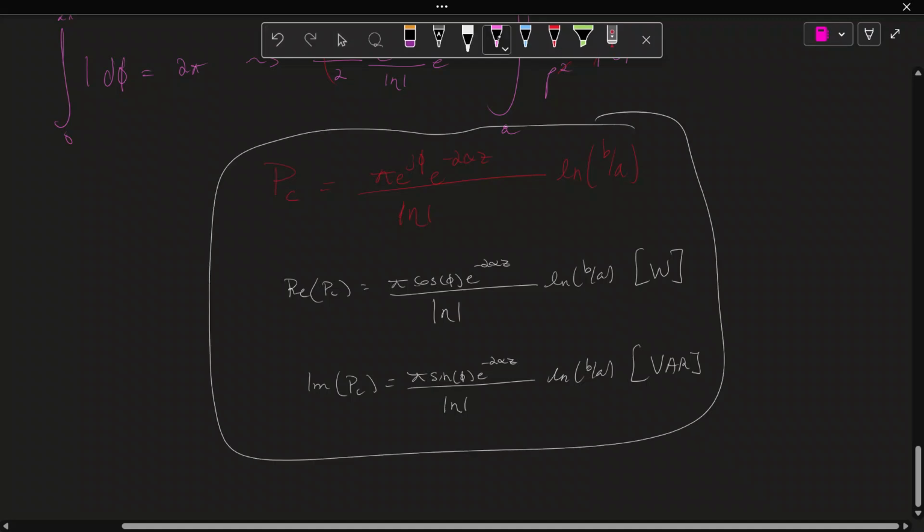I'm pretty sure he'd be totally fine with this. He won't take off any points. Just make sure you put VA here because this is in volt amps.